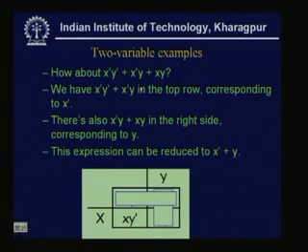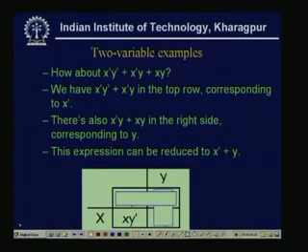Now, I take another example where that table consists of, this is again x and this is my y dash. Now, my function consists of f equal to x dash y plus x dash y dash plus x dash y plus x y.